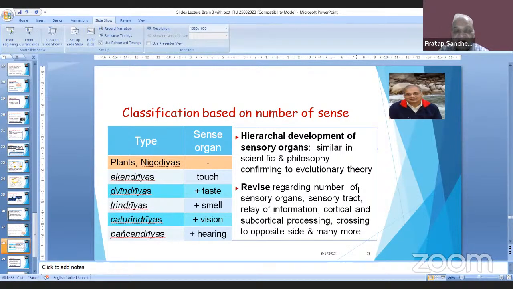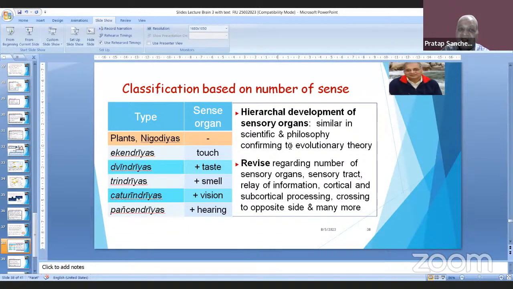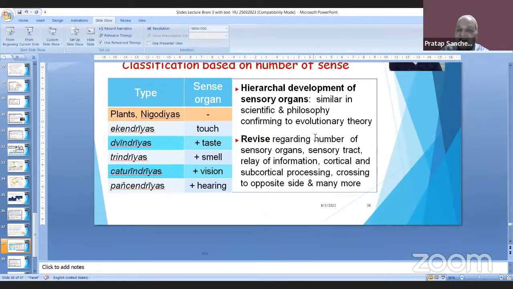Now, you are very well aware of this. With the ekendriyas, it was touch, and later on taste was added, then smell, vision, and hearing. That's how the panchendriya came. This hierarchical development of the sensory organs is similar in science and philosophy, confirming the evolution theory. It should be revised regarding the number of sensory organs, sensory tracts, and each sensation. Like touch, as we have seen, it is not only a single sense. It has multiple sub-branches, each with different subcortical processing and crossing to the opposite side, and sometimes not. So the classification based on the number of sensations is quite common to science and philosophy.